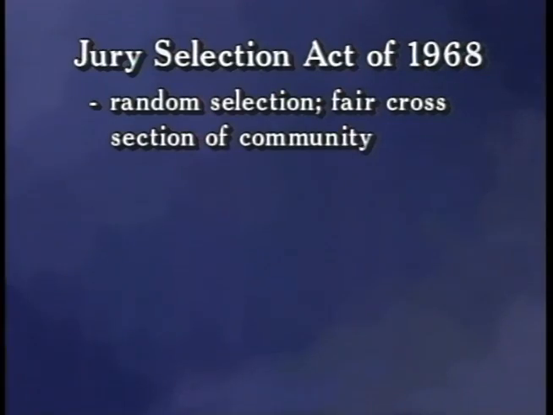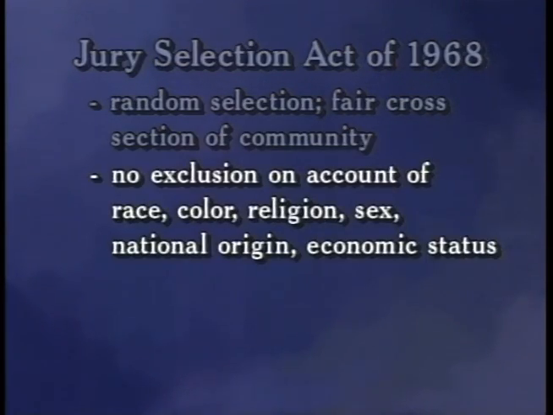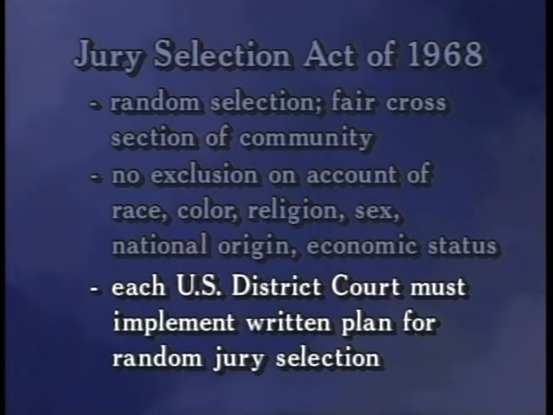The federal statute which governs the summoning and impaneling of juries is the Jury Selection Act of 1968. That statute provides that all petit juries shall be selected at random from a fair cross-section of the community. It forbids exclusion of a citizen from service as a juror on account of race, color, religion, sex, national origin, or economic status. And the heart of the statutory scheme is the requirement that each United States District Court devise and follow its own written plan for the random selection of grand and petit juries. The council of your circuit must approve the plan. Usually courts use voter registration rolls, motor vehicle registration lists, or some combination of source lists that will achieve the purposes of the act.